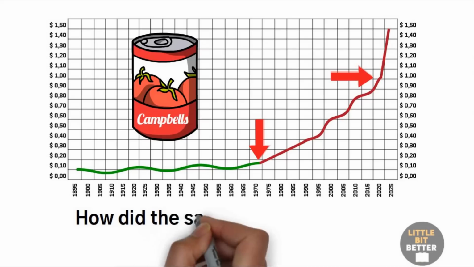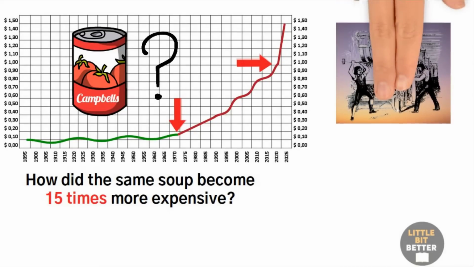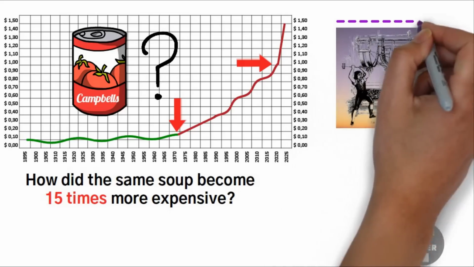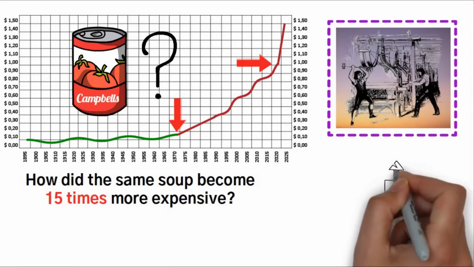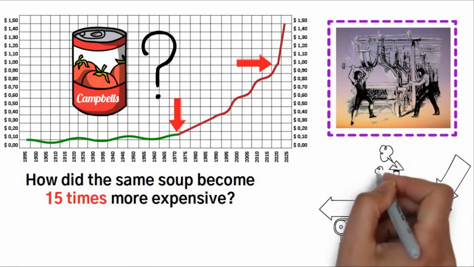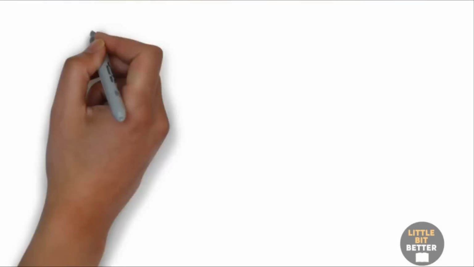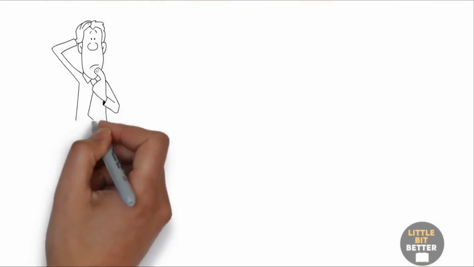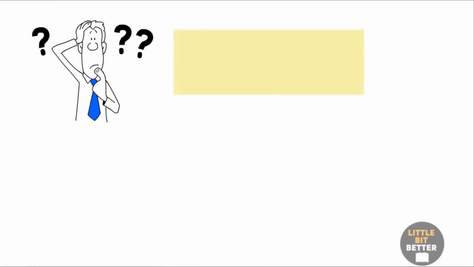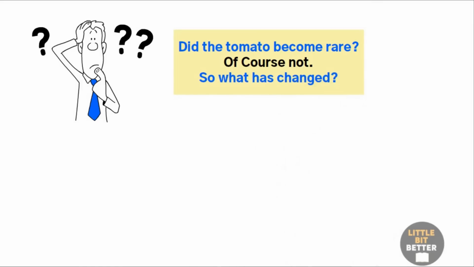Why? How did the same soup become 15 times more expensive? I mean, if you think about it, in the 19th century, production was much more difficult and costly. It required a lot of labor and hard work, mainly because the technology wasn't developed yet. Today, one machine can probably produce hundreds of cans in the exact same time that it took to produce only one can in the 19th century. How is it possible that despite all those technological advancements and cost reductions, the same soup today has become 15 times more expensive? Did the tomato become rare? Of course not. So what has changed?